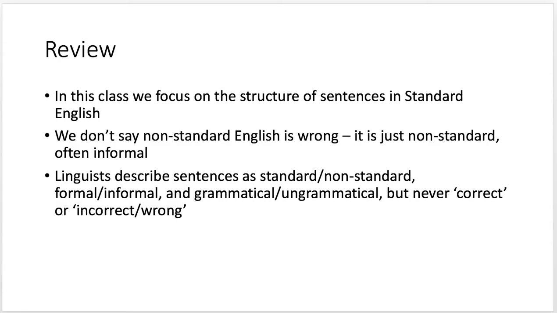So linguists don't describe languages as more or less correct, as better or worse, but we use a different set of distinctions. We describe varieties as standard or non-standard, as formal or informal, and especially as grammatical or ungrammatical. So in here we'll be talking about the structure of Standard English, and we'll be trying to describe the structure of grammatical sentences in Standard English. And to do that, we'll sometimes point out what types of things are ungrammatical. These aren't things that are wrong or incorrect or informal, they're just ungrammatical.